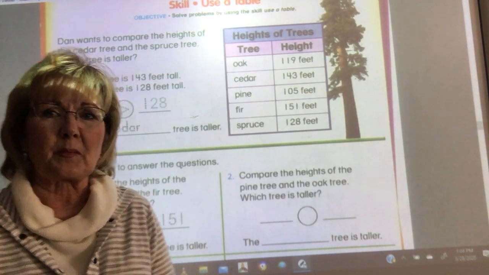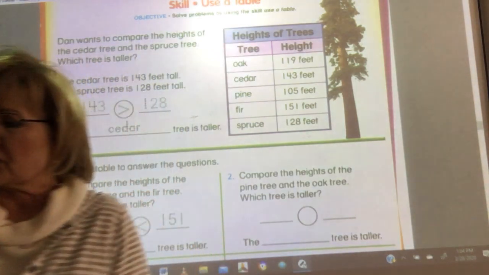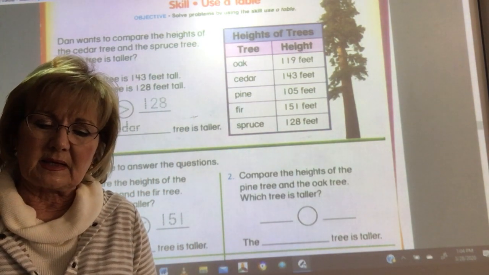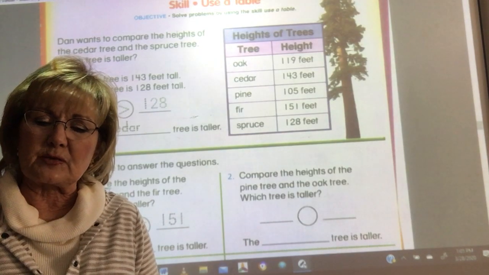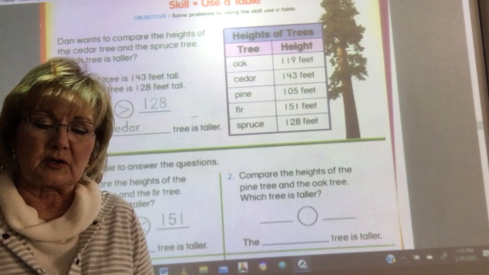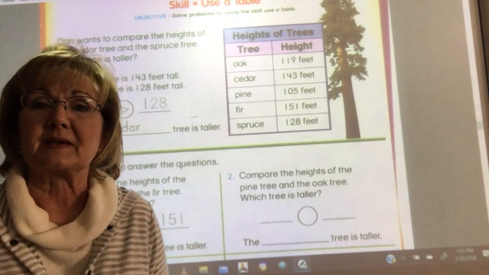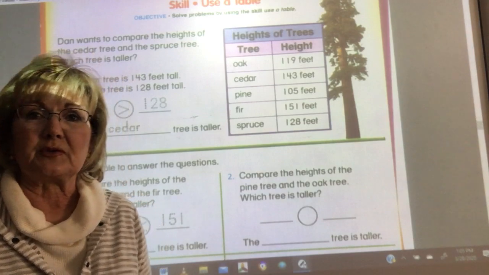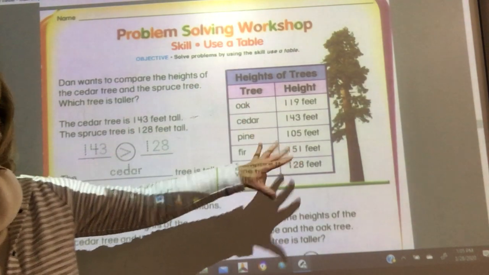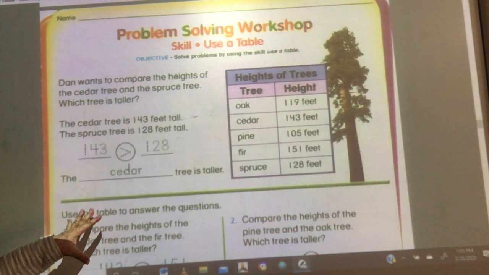So this would be your Monday's assignment. This is in your chapter 17. We're not finished with that yet. Lesson 5, pages 383 and 384. So go ahead and go to 383 and 384. I'm going to have to keep moving on, so you just pause me when you need to. So as you can see, we're going to be using a table to solve some word problems, okay?